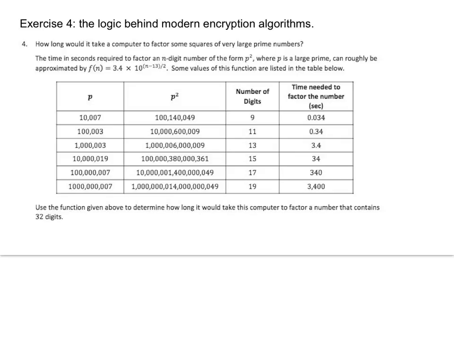We're looking at time here. So if this is p, a very large prime number, it's going to take 3,400 seconds to decode that number. Use the function given above to determine how long it would take this computer to factor a number that is 32 digits. So here we have 9 digits, 11 digits, 13, 15, 17, 19, if we had 32 digits. So let's plug in some numbers. I have f of 32. So I'm using this function right here.